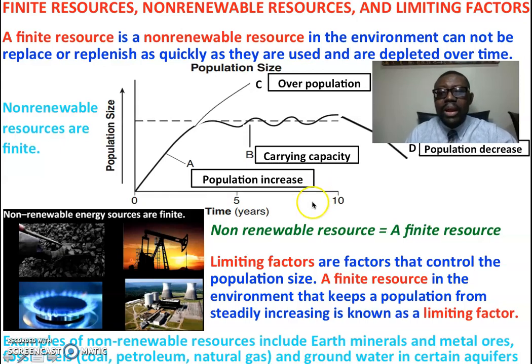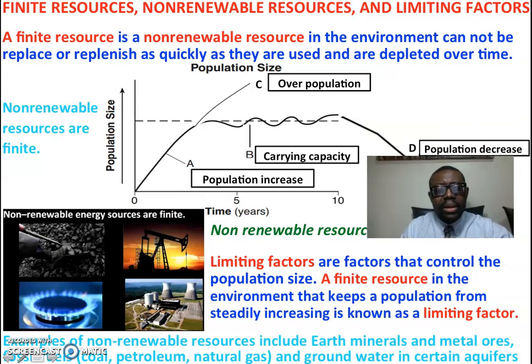Fossil fuel, for example, can take millions of years to form. So as we use them faster than they are being replaced, we call them finite resources. We call them non-renewable resources. They are finite. They have an end.